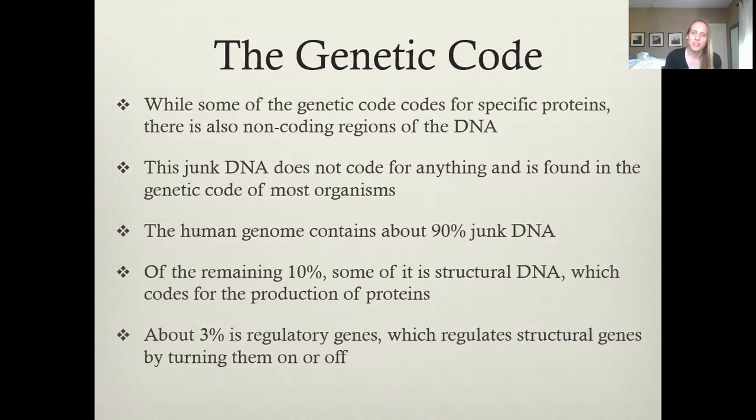So while some of the genetic code will code for a specific protein, there are also non-coding regions of DNA, which is just kind of junk or gibberish DNA that doesn't code for anything. And actually about 90% of the human genome is this junk DNA. Of the remaining 10%, some of it is structural, which codes for the production of proteins, and then about 3% is regulatory gene, which regulates structural genes by turning them on and off.